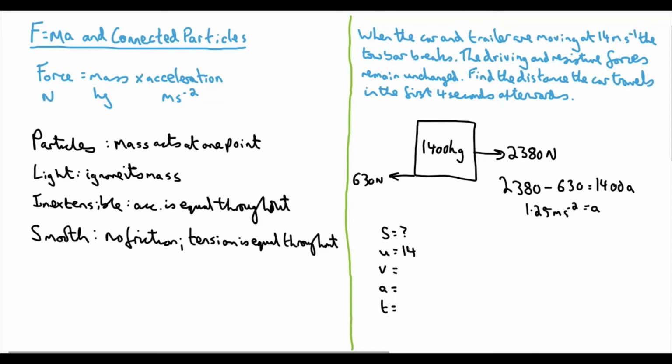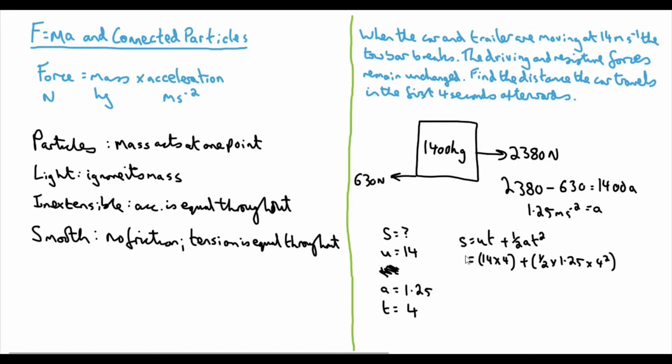We don't know the final velocity. The acceleration we just got was 1.25, and the time is 4 seconds. So we don't need v here. You've got s, u, a, and t. We'll use s equals ut plus a half a t squared. So here you essentially have the 14 times by the 4, add to half times 1.25 times 4 squared.